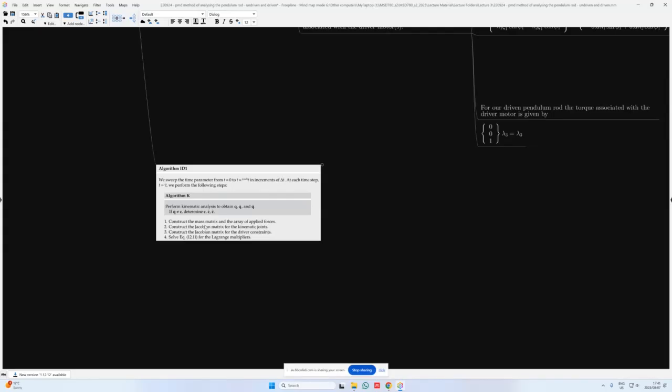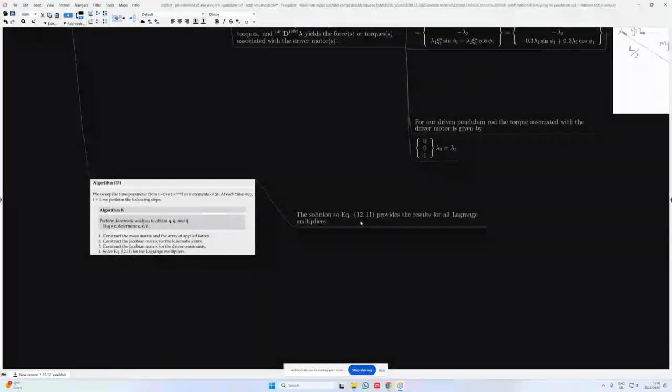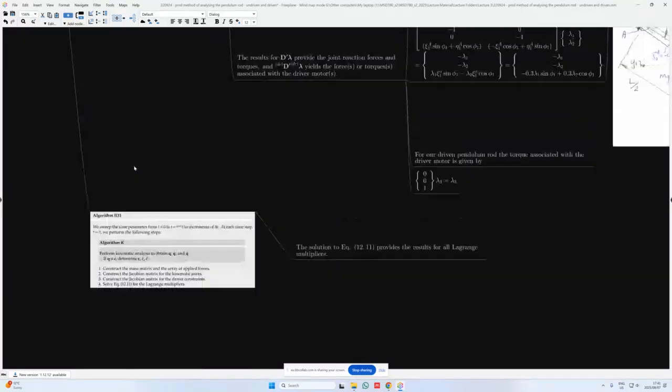We construct a mass matrix and the array of applied forces. We construct a Jacobian matrix for the kinematic joints, the Jacobian matrix for any driver constraints, and then we can solve equation 1211 for the Lagrange multipliers. And the solution to equation 1211 provides the results for all Lagrange multipliers, which relates back to our actual dynamics or the forces that are applied in the system.